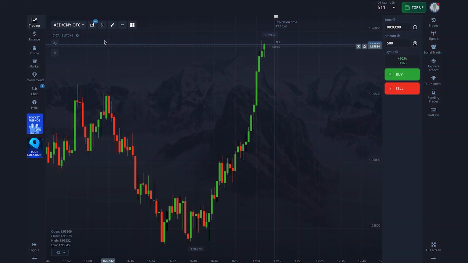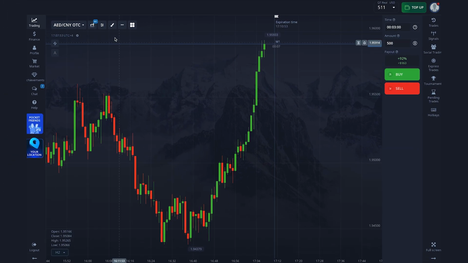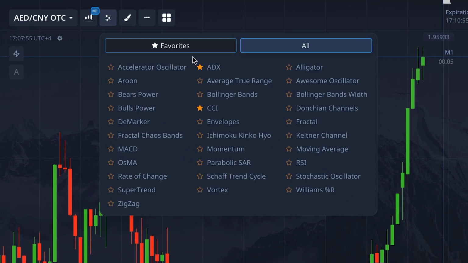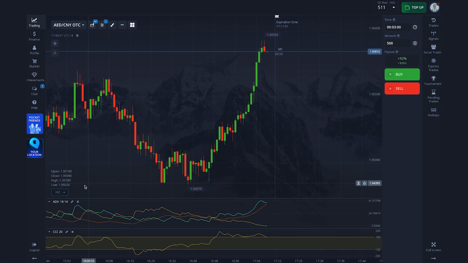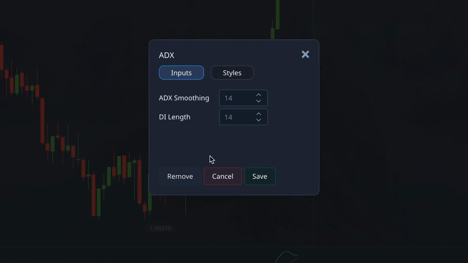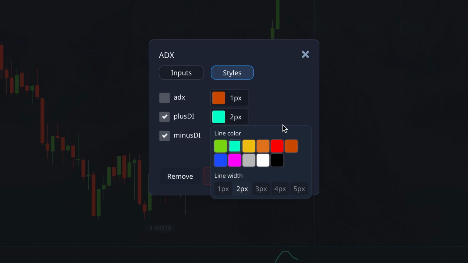First, let's prepare the tools for work. I set classic candles, time frame, 1 minute. Go to the Indicators tab and select ADX and CCI. Let's configure ADX. Set DI length to 7. Go to Style, disable ADX. Set the width of the plus and minus lines to 2.